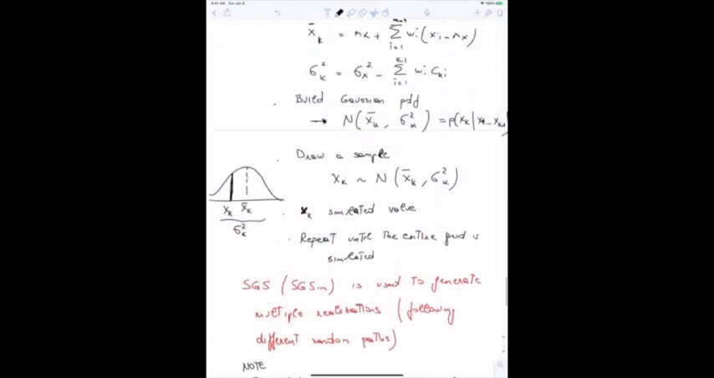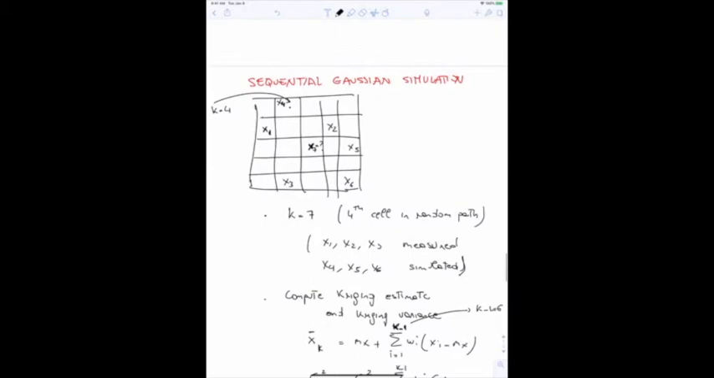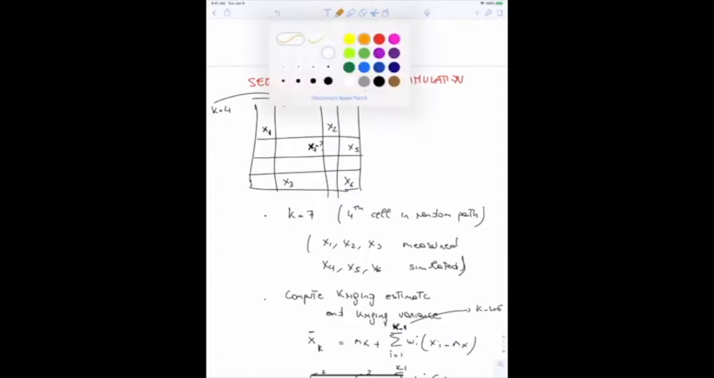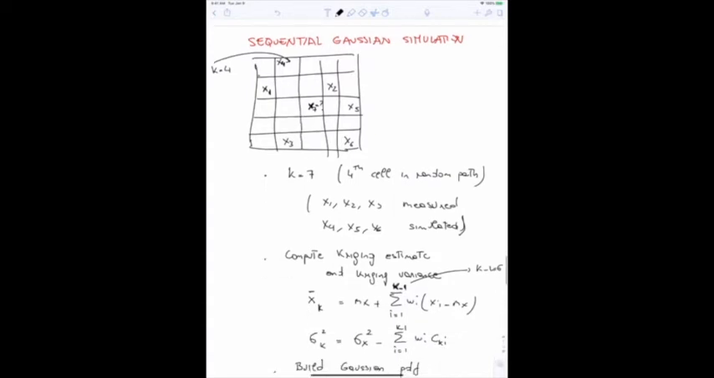But remember that you also need the random path, of course. So the way generally people do it, for example if you want to implement it in MATLAB, is you assign a number to the cells: 1, 2, 3, 4, and so on and so forth. And then you randomize the sequence, and then you visit the cells in that order.